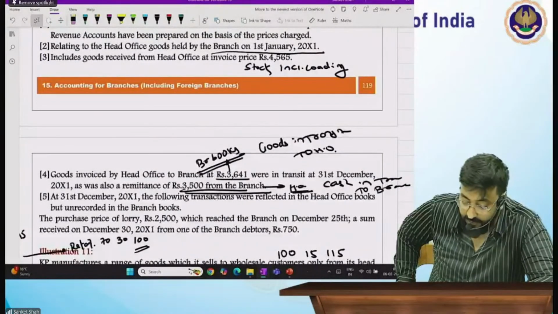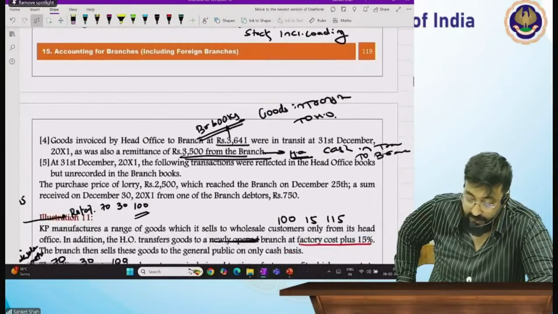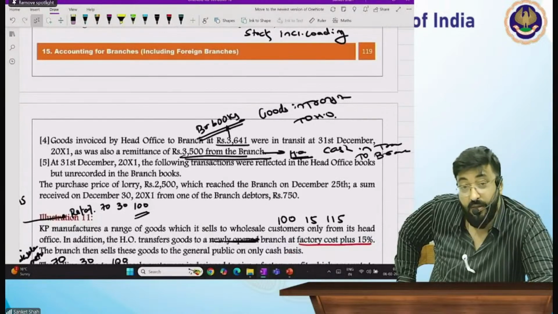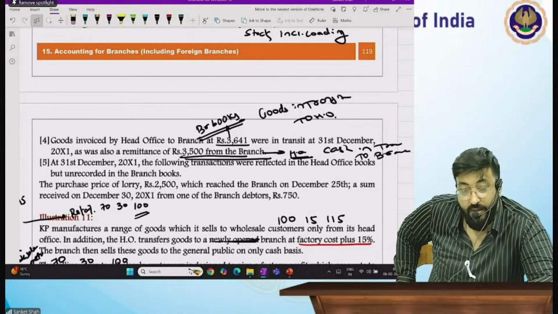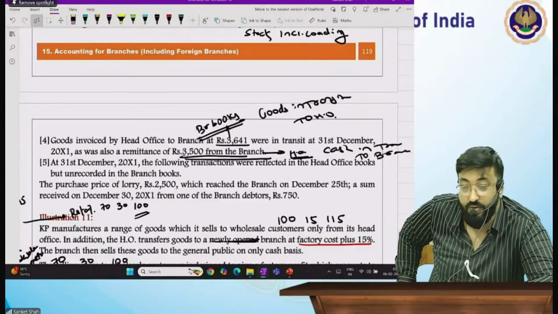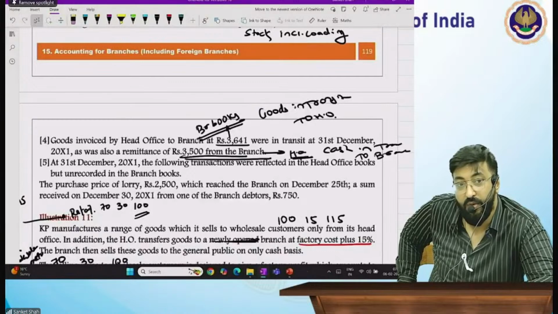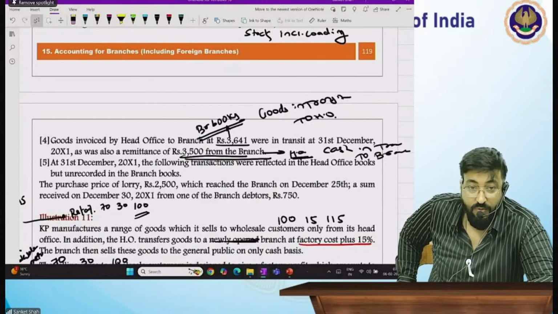Now, next adjustment. On 31st December 2001, the following transactions were reflected in the head office but unrecorded in the branch books. The purchase of the lorry 2500 which reached the branch on 25th, but branch has not recorded it. So what will be the entry in the books of branch? Head office account debit. Why, beta, head office account debit? Lorry will be recorded by them.